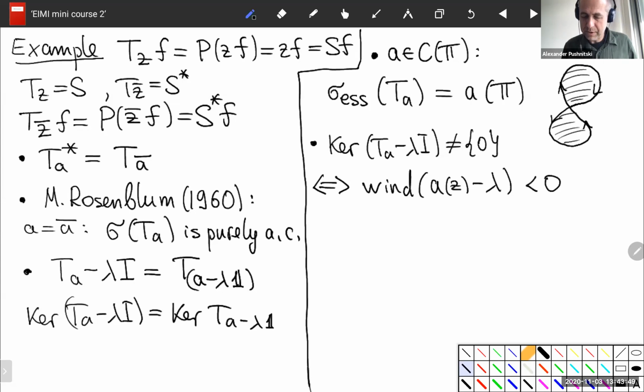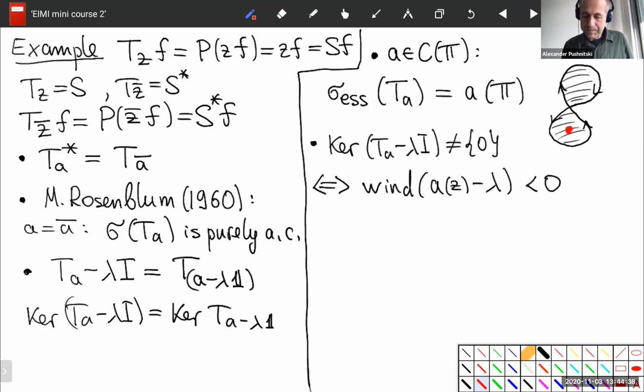So what do I call the winding number? I pick a point somewhere inside this circle, and then I see how many times I go around the circle when the variable z goes around the circle. So a of z describes some loop in the complex plane, and I'm wondering whether this loop altogether has the argument of a of z make a full circle or not, and in what direction, and I count this. Okay, so if this winding number is negative, then the kernel is non-trivial.